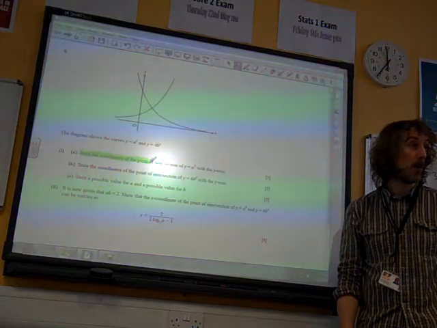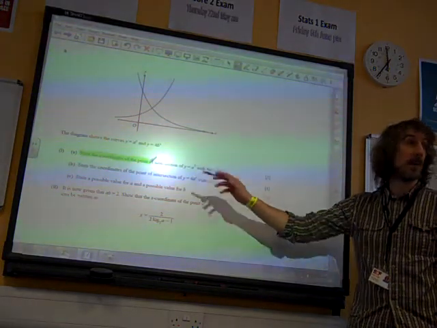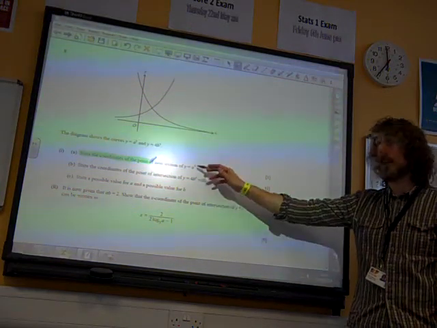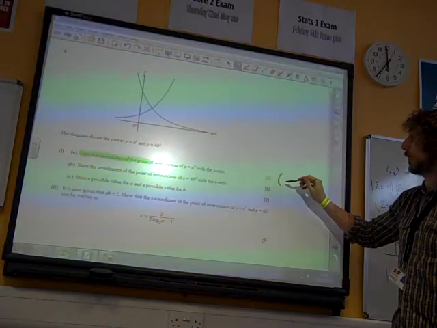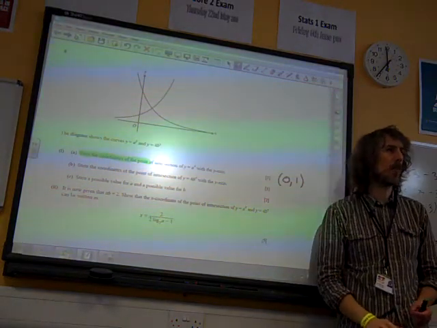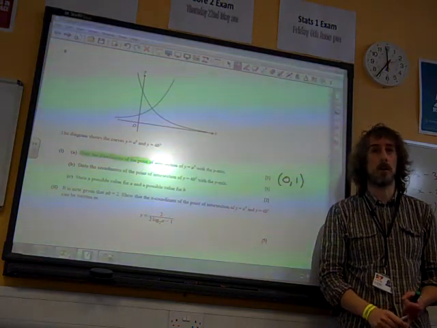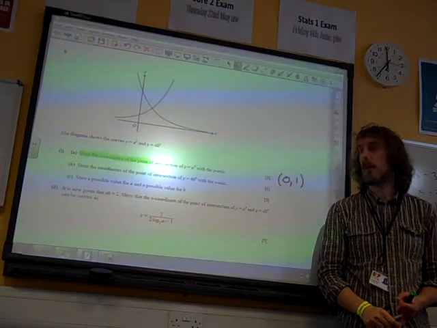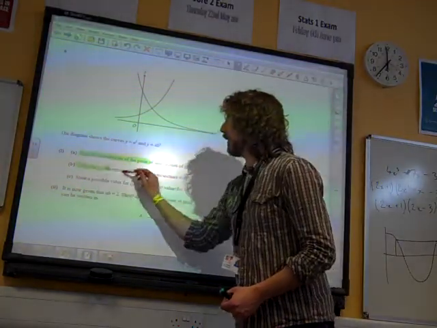The mark was for if x equals 0 on y equals a to the x, that's y equals a to the 0. Anything to the 0 is 1. So it's the point (0, 1). Y equals 1 is not enough, because the question said state the coordinates. State the coordinates, I'm going to highlight that again.